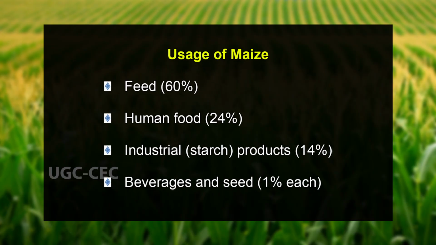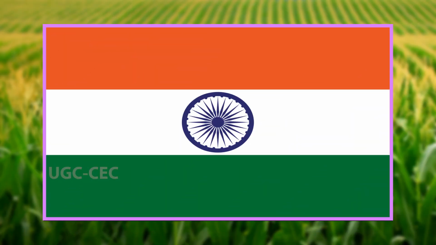Maize is primarily used for feed, 60%, followed by human food, 24%, industrial starch products, 14%, beverage and seed, 1% each. Thus, maize has attained an important position as industrial crop because 75% of its produce is used in starch and feed industries. In India, maize is predominantly cultivated as rain-fed crop, but due to focused research on single cross hybrids.